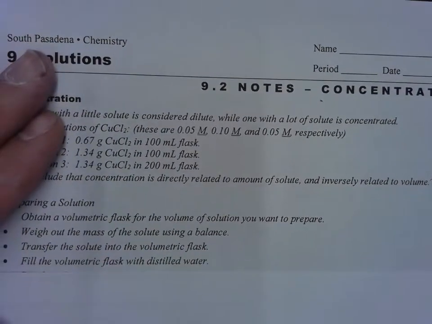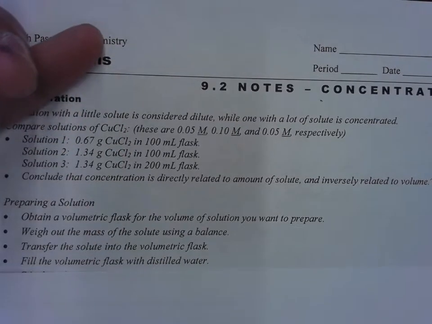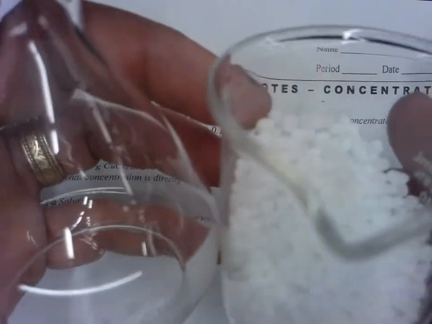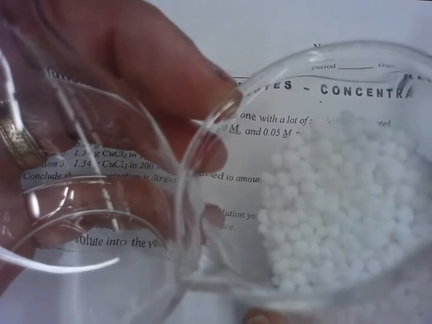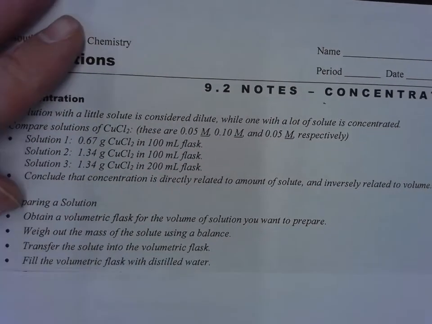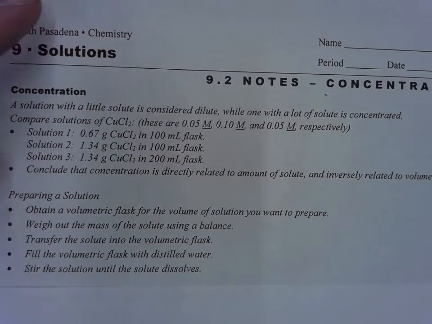Fill the volumetric flask with distilled water. No, sorry, transfer the solute to the volumetric flask. So I would transfer this amount of solute into this flask. Okay, let's say 4 grams into this flask. Then fill the flask with water. Stir the solution until the solute dissolves, and then that's how you have a solution.